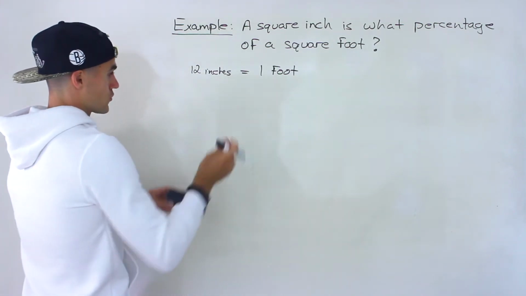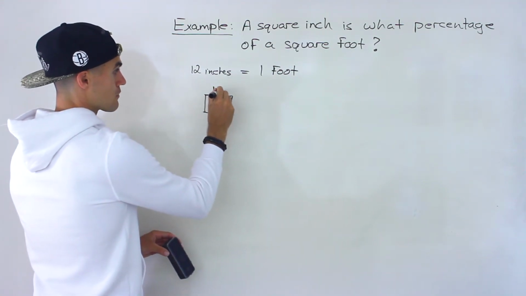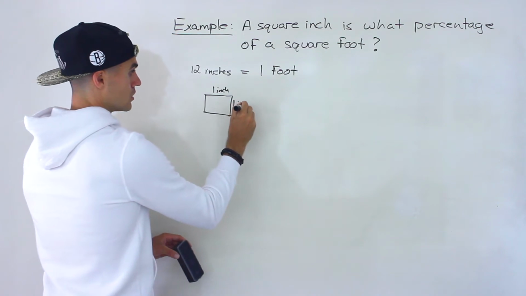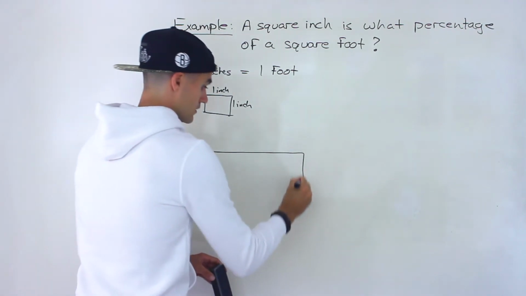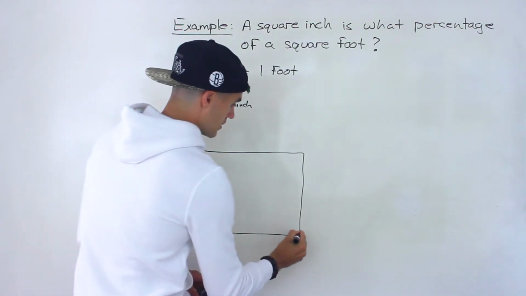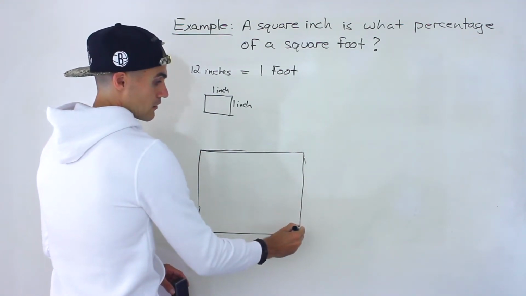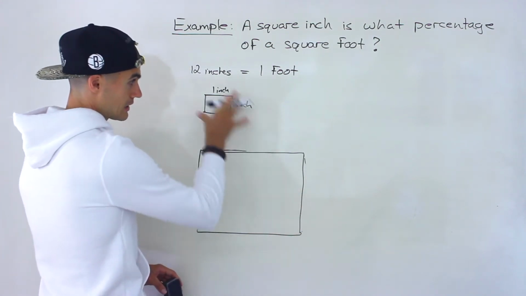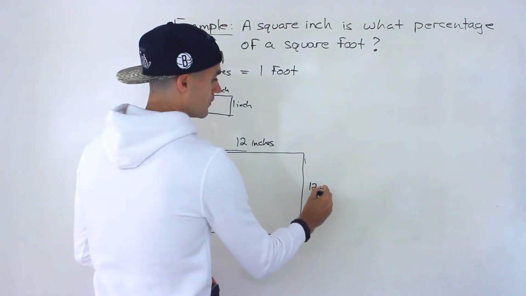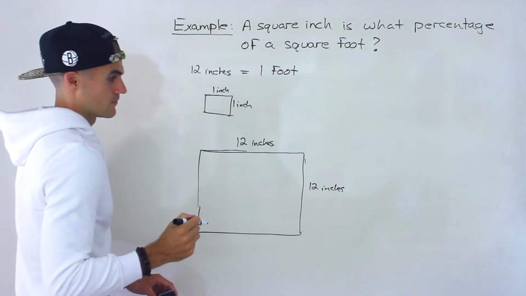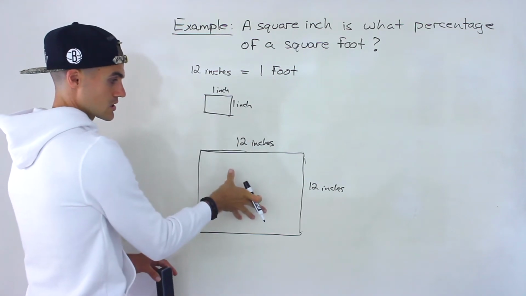Basically, if we draw this out, what is a square inch? It means a square where the length is 1 inch and the width is 1 inch. Versus a square foot, if I draw this a little bigger, it means that the length is 1 foot and the width is 1 foot. And if we keep the units the same, the length is 12 inches and the width is 12 inches.